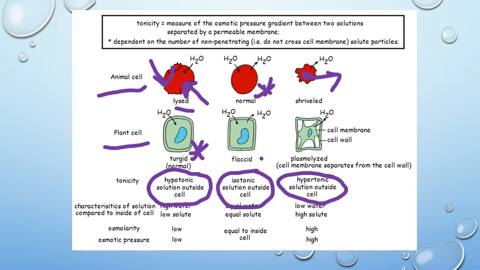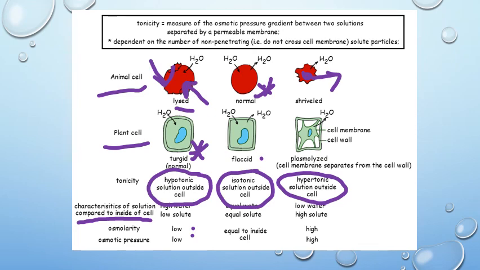Now if you go down here, characteristics of the solution compared to the inside of the cell. The solution, if it's hypotonic, has a lot of water and not a lot of solutes. That means it's low osmolarity, meaning there's not a lot of particles in the outer solution. And the pressure is low, meaning that there isn't a lot of pressure because there aren't a lot of particles.